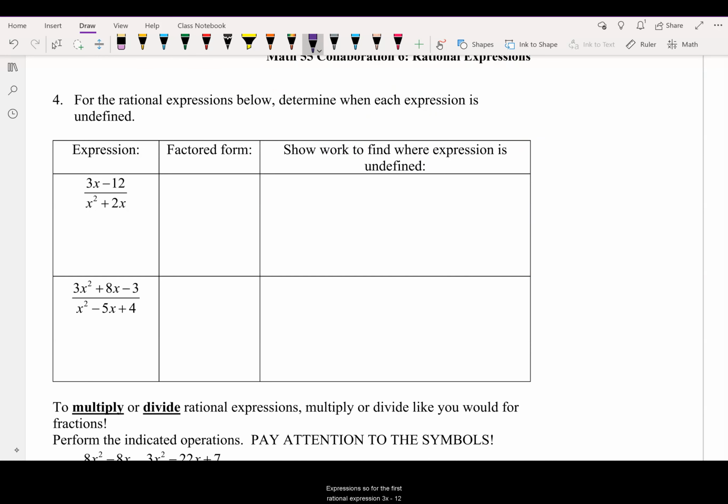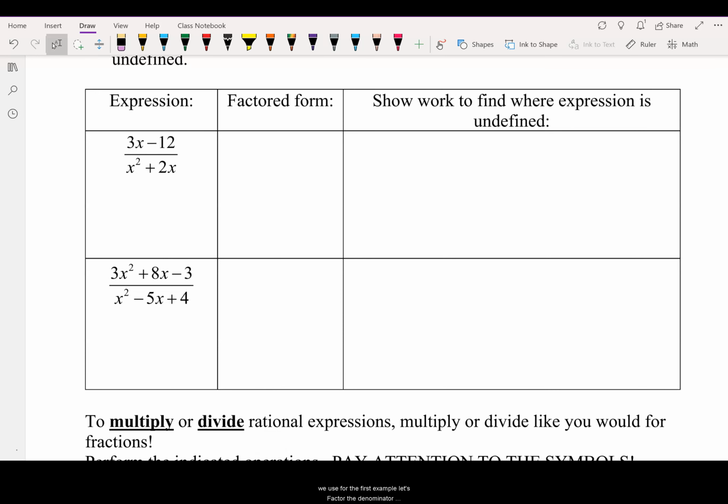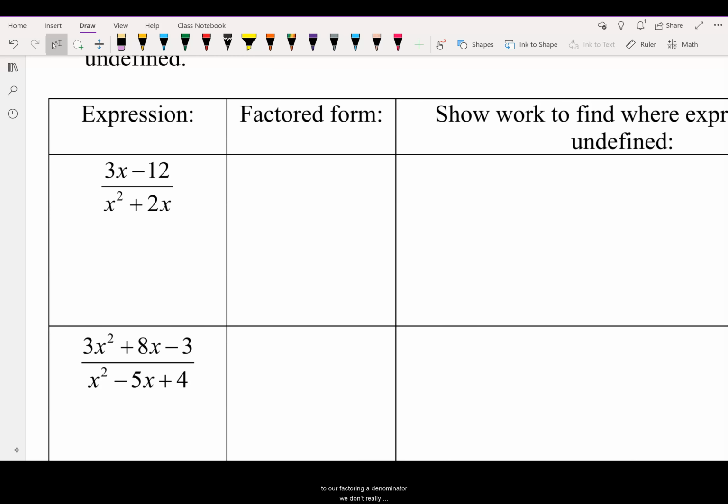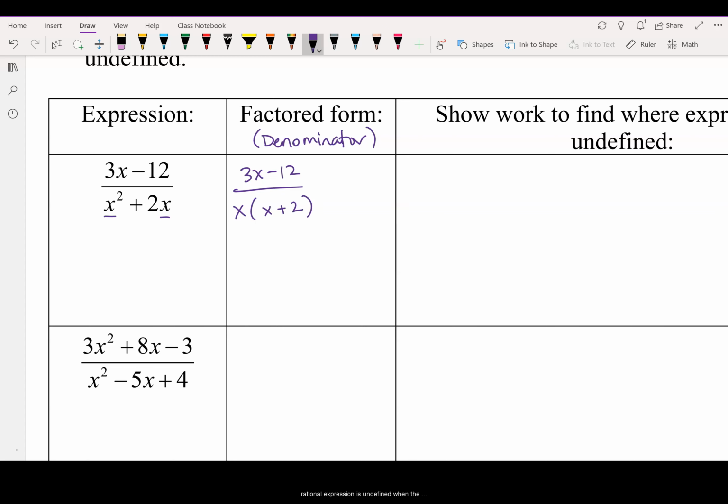We already know 2 values for the second example of rational expressions, and we know 1 value for the first rational expression. But let's see how those values are connected to our factored form for these expressions. So for the first rational expression, 3x minus 12 over x squared plus 2x, notice it's the same rational expression we used for the first example. Let's factor the denominator. We don't really care what happens with the numerator, just the denominator. X squared plus 2x: we can factor out the common x, and we get x times x plus 2.